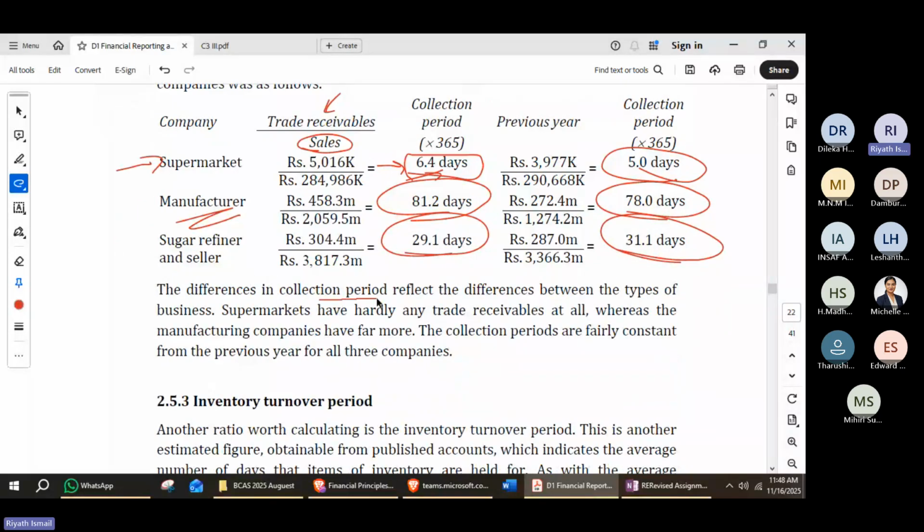The difference in collection period reflects the differences between types of business. Here, a supermarket hardly takes receivables; it's very rare. Whereas manufacturing companies have far more, 81 days, almost 3 months. The collection period is fairly constant, so when we look at these two periods, nothing much is significant. The collection periods are fairly constant from the previous year for all these companies. This is how we have to interpret the efficiency of the collection period.